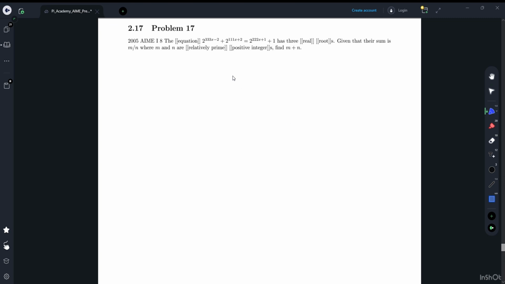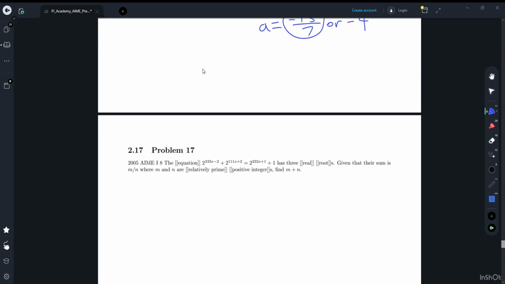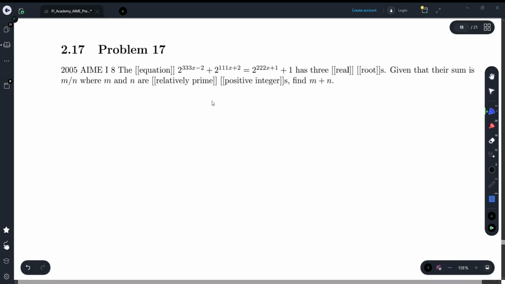Hello guys, so we'll go over problem 17 in the Polynomials and AIME handout, aka 2005 AIME 1 problem 8. So the equation 2 to the 333x minus 2 power plus 2 to the 111x plus 2 power is equal to 2 to the 222x plus 1 power plus 1 has 3 real roots. Given that their sum is m over n, find m plus n.